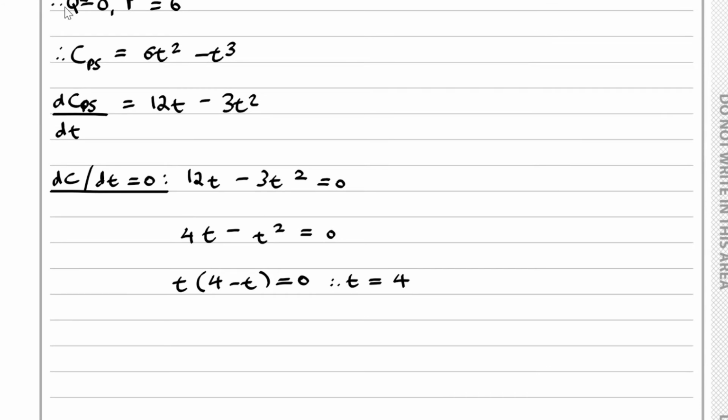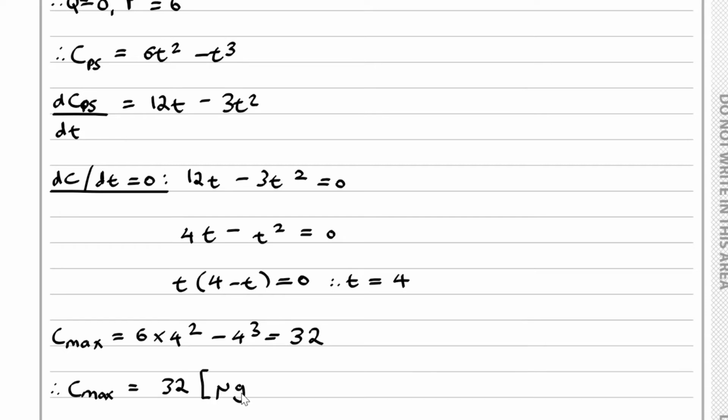And knowing that t is equal to 4, we can now find out the max concentration. That's equal to 6 times 4 squared minus 4 cubed, which is 32, and therefore C max is equal to 32 micrograms per litre.